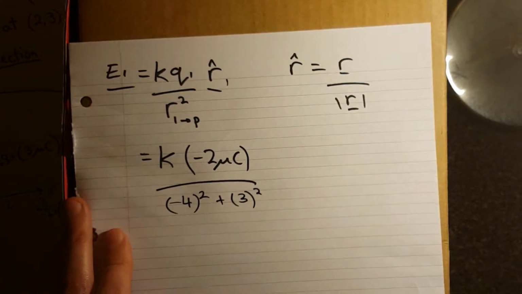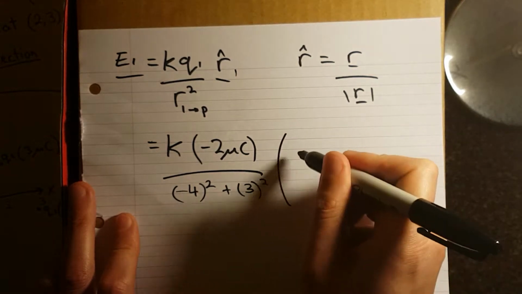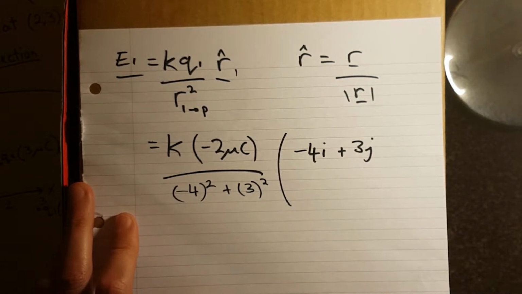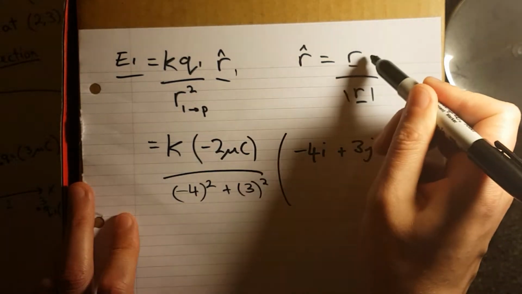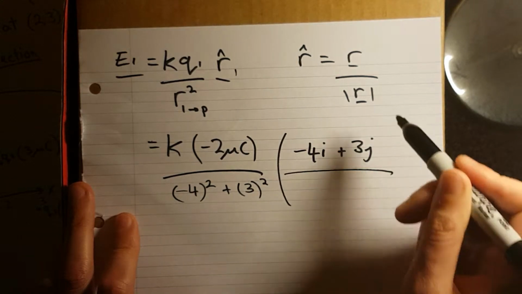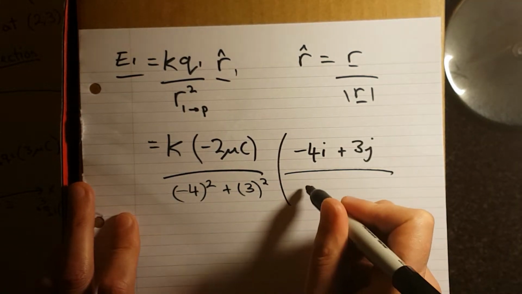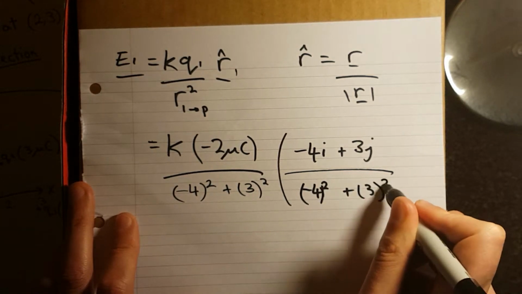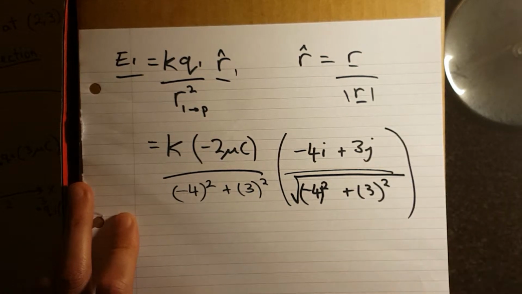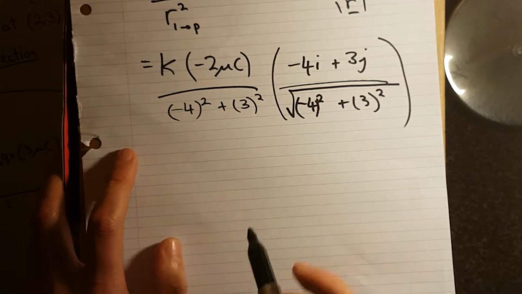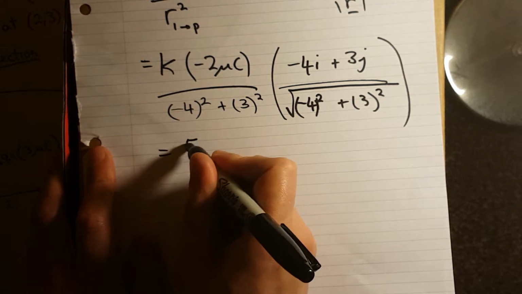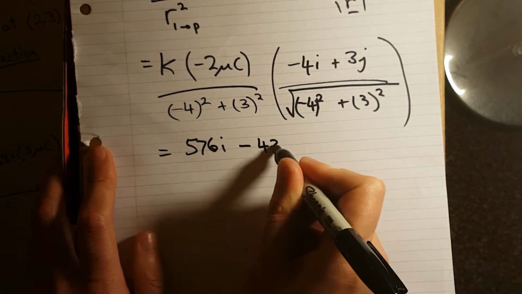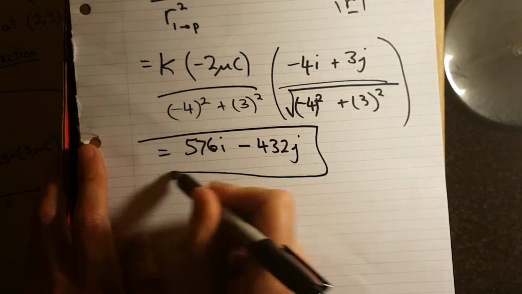Now the unit vector is going to be -4i plus 3j, because that's the vector from Q1 to point P, over the magnitude, which is -4 squared plus 3 squared, square rooted. And from a calculation earlier, this gives me 576i minus 432j. So we'll bear that in mind.